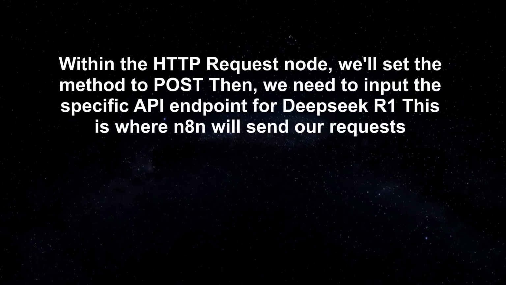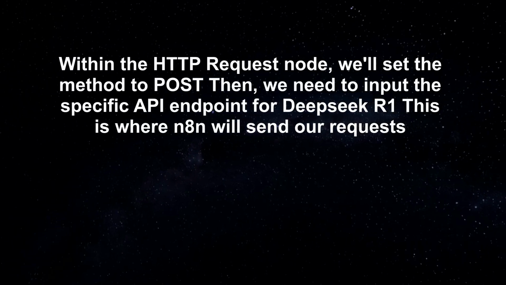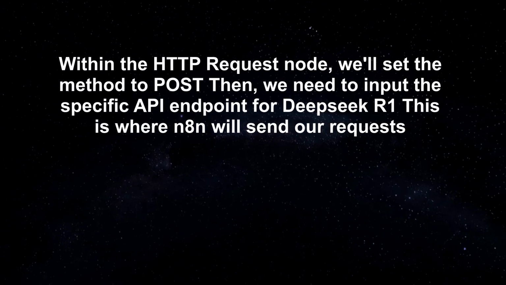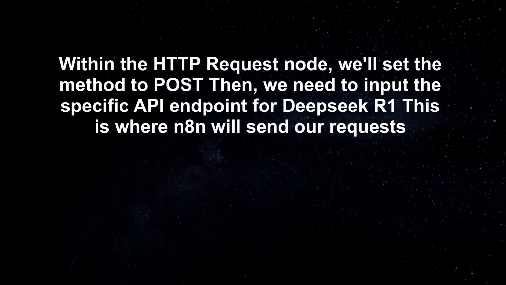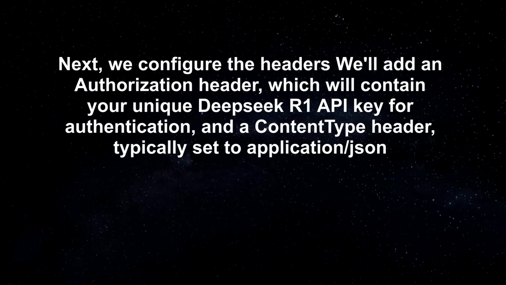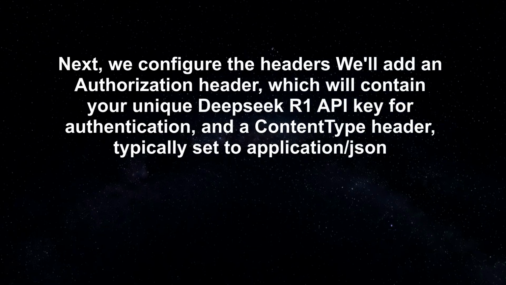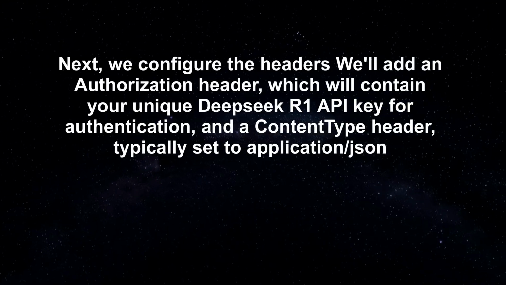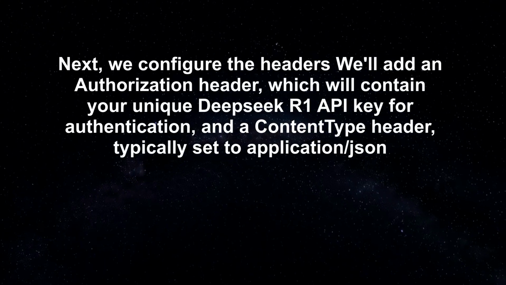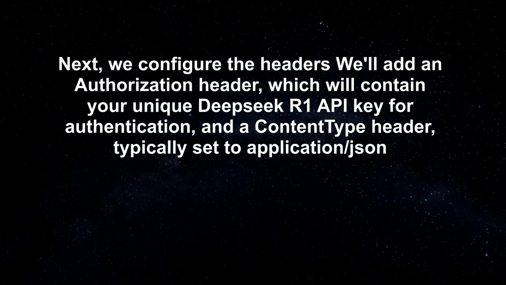Within the HTTP request node, we'll set the method to POST. Then we need to input the specific API endpoint for Deepseek R1. This is where N8n will send our requests. Next, we configure the headers. We'll add an authorization header, which will contain your unique Deepseek R1 API key for authentication, and a content type header, typically set to application/JSON.